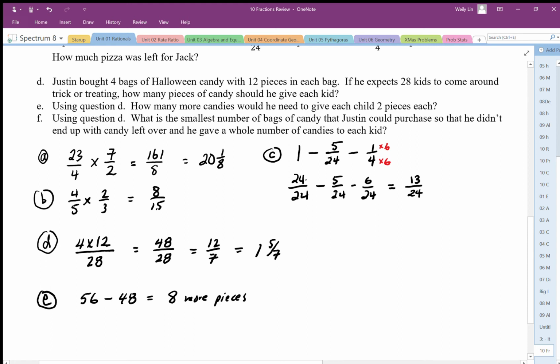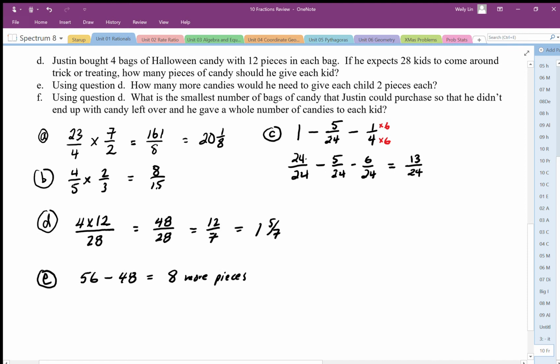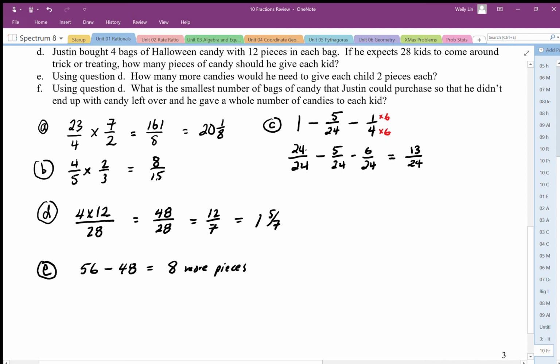Okay. And then for part F, what's the smallest number of bags of candy? So they come in bags of 12. How many bags of candy should Justin purchase so he doesn't have any candy left over? And each kid gets a whole number of candies. Okay, well, we have this situation here. So we have groups of 12, and we're going to have this many bags. We don't know how many bags that is, but it needs to be evenly divisible by 28. Okay, so this needs to equal a whole number.